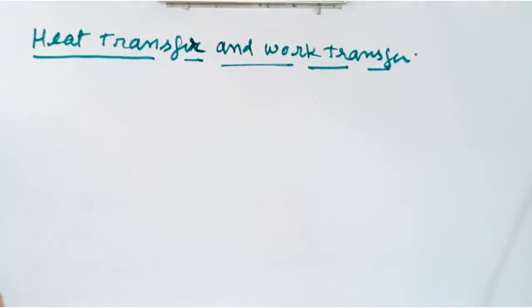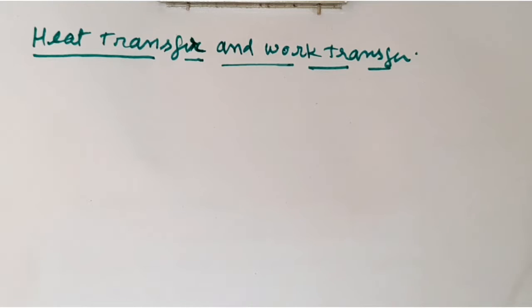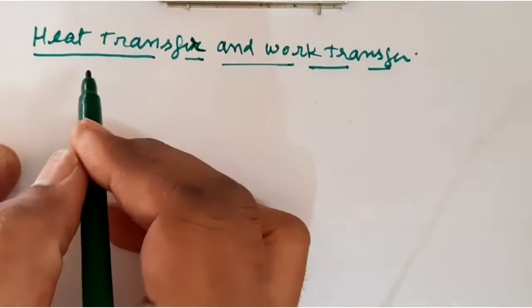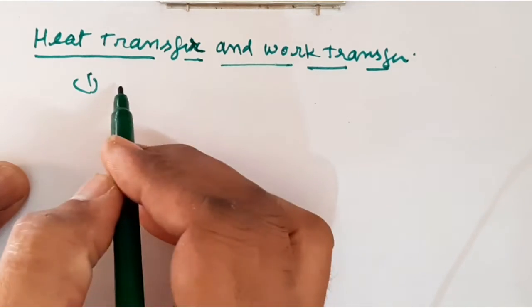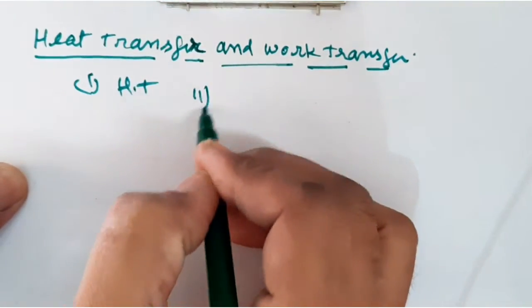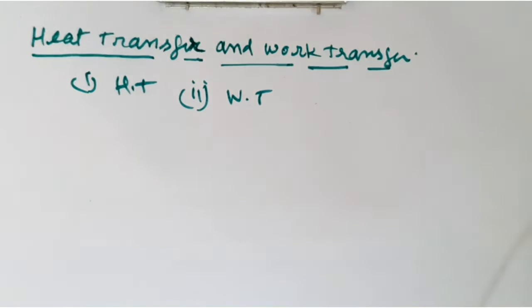So actually it is interaction between a closed system and surroundings that can take place in two ways, either by heat transfer or by work transfer. So simply we can say this is interaction between heat and work, and the heat transfer unit is joule or kilojoule.